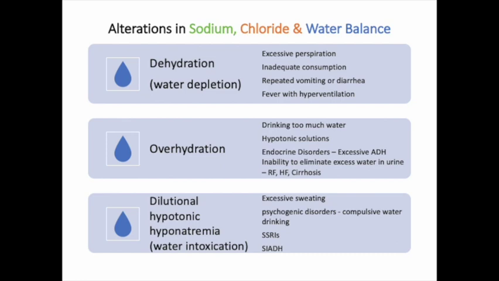In water intoxication, this is someone who is excessively sweating. For instance, maybe an endurance athlete, and they're sweating for long amounts of time. It stimulates their thirst and the intake of large amounts of free water. Someone with a psychogenic disorder could have compulsive water drinking. Someone who takes SSRIs, or they have SIADH, which is the syndrome of inappropriate antidiuretic hormone.